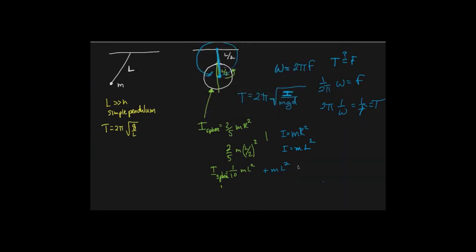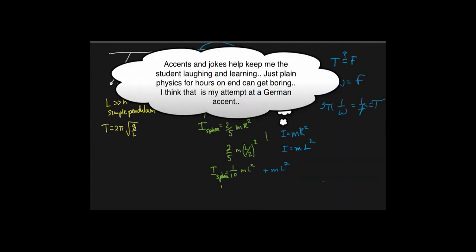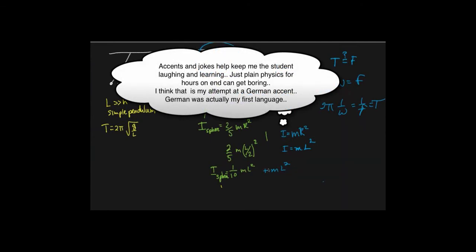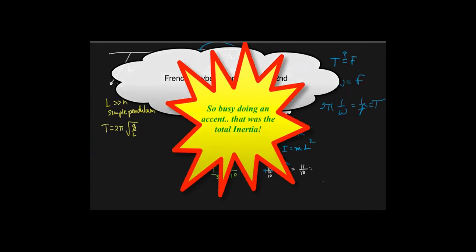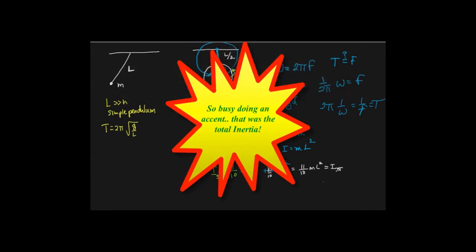And at this point, when we add them, we find a common denominator, so I put in the 10 over 10 because this is a 10 and I need the common denominator. Does that make sense? Yes. Okay, so then I add them up. What do I get? 11 over 10. Very good. This is the total moment of inertia of that system.